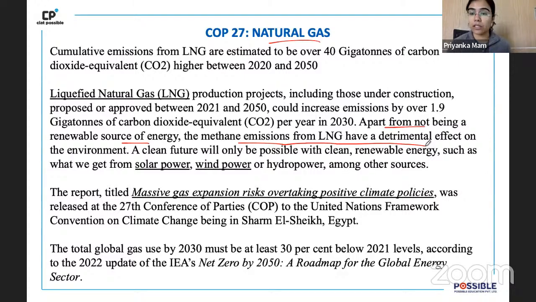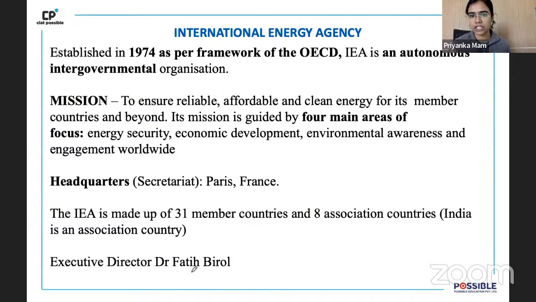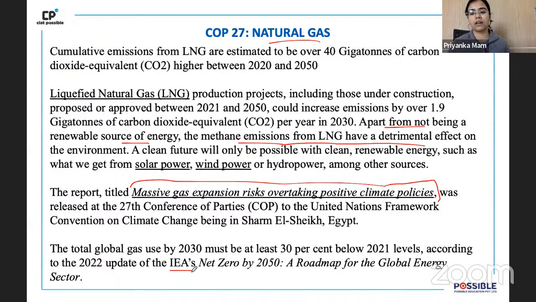So that is what this particular topic was all about, wherein two types of reports were put forth. One was in COP27 itself, and the title of the report was Massive Gas Expansion Risk Overtaking Positive Climate पॉलिसीज. सो बड़ी सिंपल सी बात है, ये सिर्फ जान लो कि ये रिलीज कहाँ पे हुई, तो COP27 में हुई. दूसरा अगर हम बात करें तो ये एक IEA, International Energy Agency, इन्होंने भी अपनी एक रिपोर्ट बनाई जिसमें इन्होंने कहा Net Zero by 2050, a Roadmap for the Global Energy Sector. So both of them are talking about how the global gas emissions should be reduced, and we've been doing it for a very, very long time now.